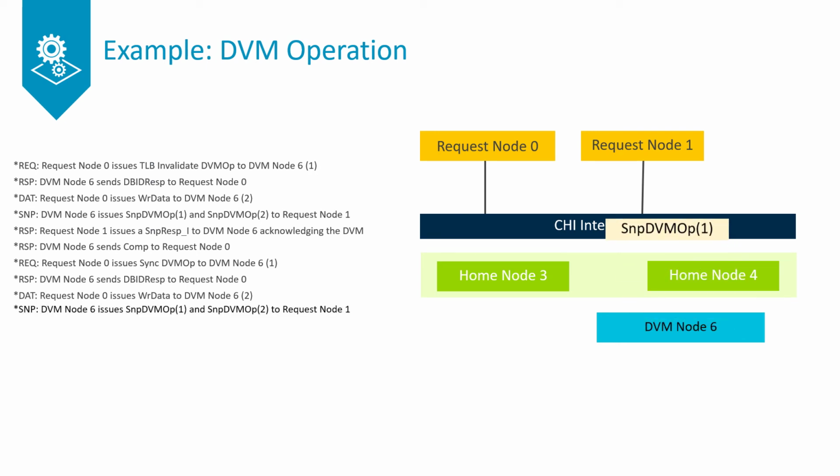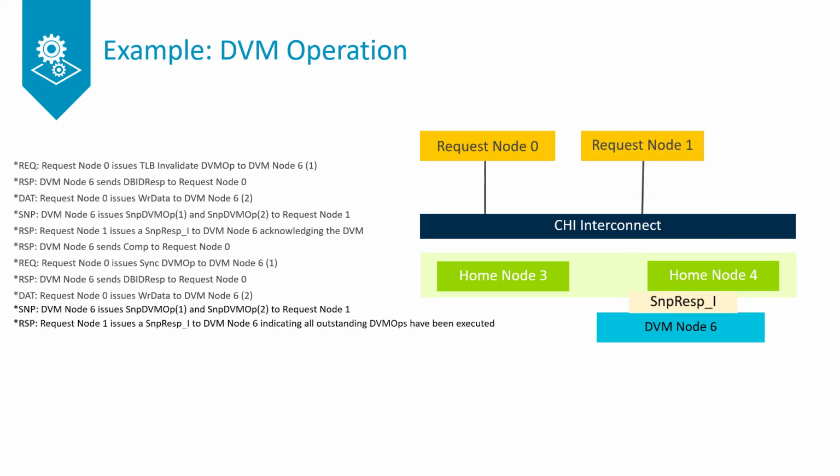And since this second DVM operation requires synchronization, request node 1 waits to send the snoop response until all the outstanding DVM operations have completed. Finally, after receiving the snoop response, the DVM node issues a completion message to request node 0.